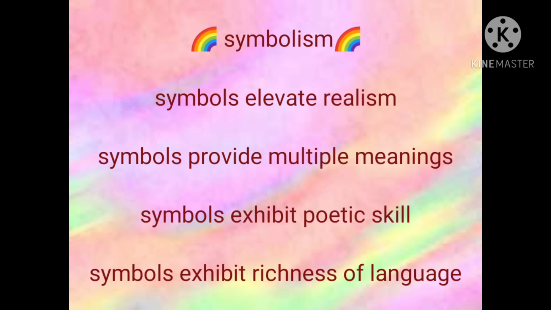Next, let us see his symbols. Symbolism and realism are the predominant features in D G Rossetti's poems. As a painter cum poet, he uses many symbols in his poems. Those symbols elevate realism. His symbols add multiple meanings to the text. These symbols exhibit his poetic skill, his richness of language, and so on.